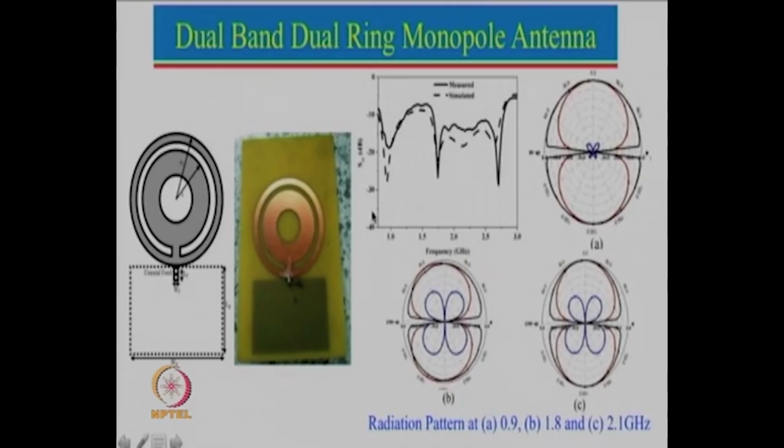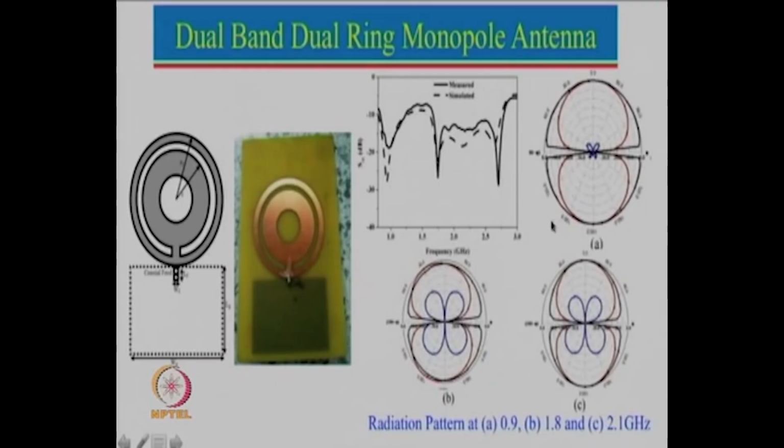One can see that it has a decent bandwidth at the lower band edge, and also at the higher frequency range the reflection coefficient is less than minus 10 dB. This band in between was not of interest for this application, so VSWR is more than 2, or the reflection coefficient is higher than minus 10. But let us see the pattern here.